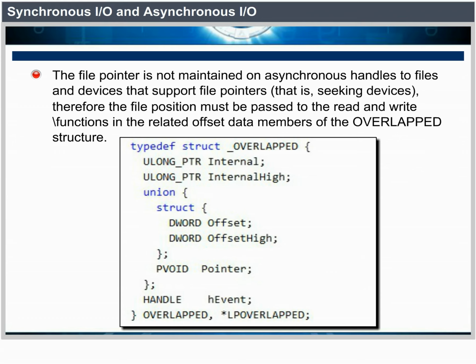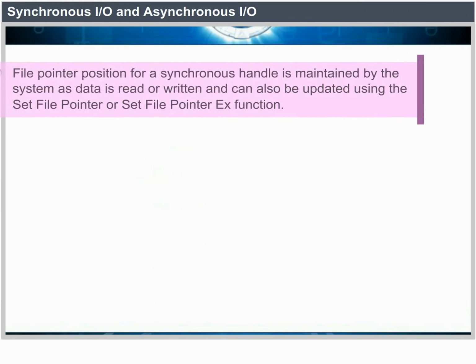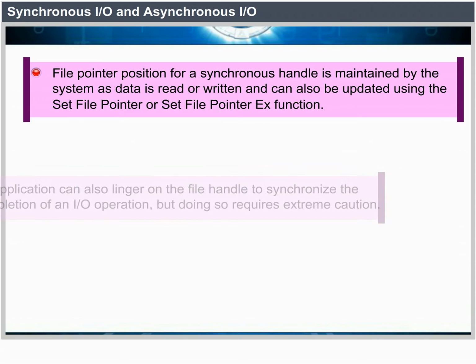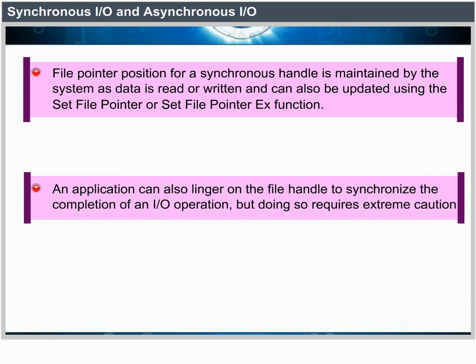File pointer position for a synchronous handle is maintained by the system as data is read or written and can also be updated using the SetFilePointer or SetFilePointerEx function. An application can also wait on the file handle to synchronize the completion of an input-output operation, but doing so requires extreme caution. Each time an input-output operation is started, the operating system sets the file handle to the non-signaled state.